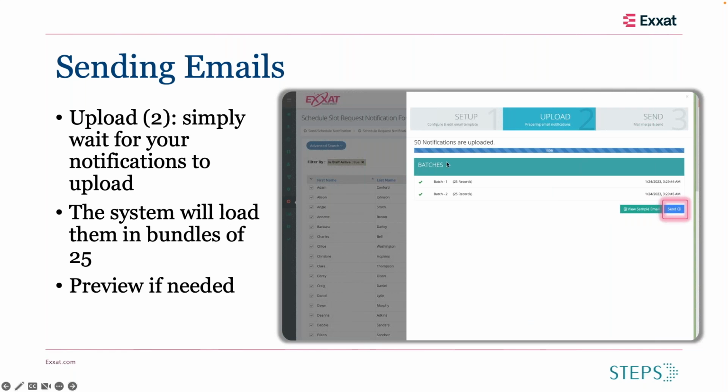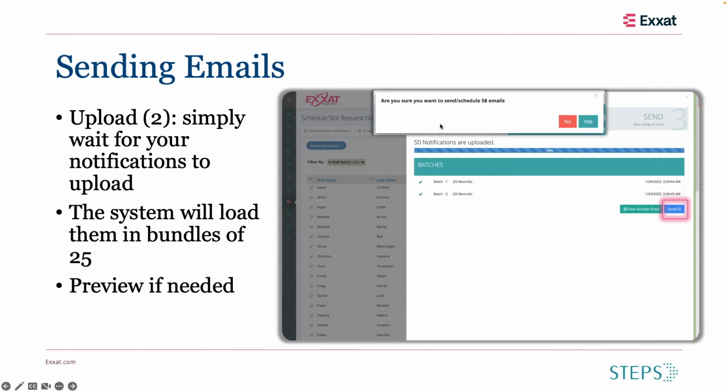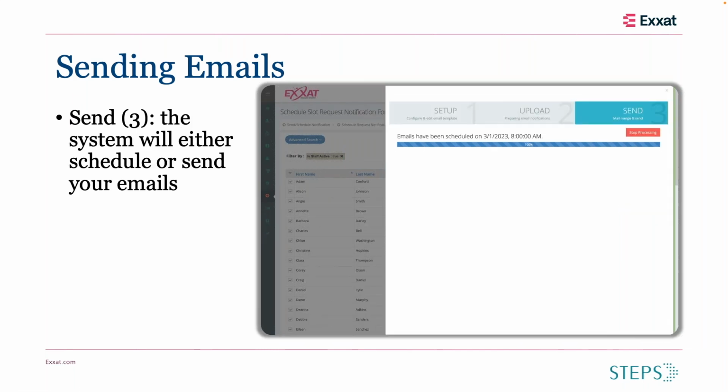Now, if you selected a specific future date in step 1, I know this says send, but it's actually schedule. So you'll go ahead and click send. It'll ask you here, are you sure you want to send or schedule 58 emails, however many emails you're sending? You'll say yes. And if you have selected a future date, on step 3, you will see emails have been scheduled for this date at this time.